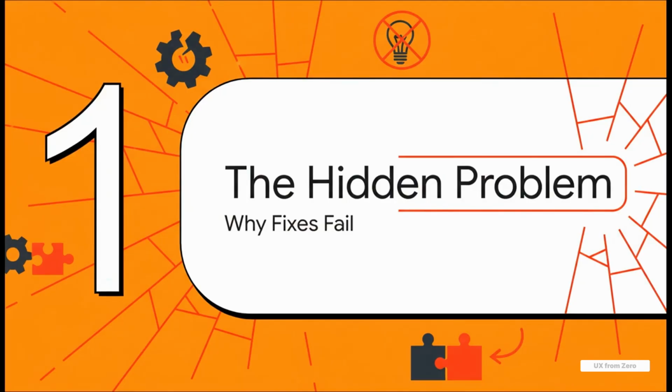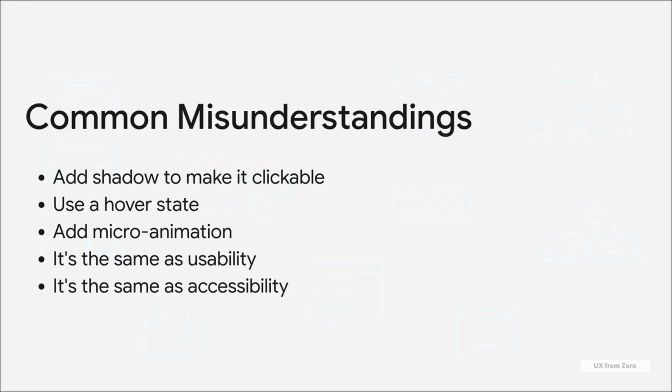So let's start right there. Let's talk about this hidden problem. Why do the quick fixes we usually reach for so often just completely miss the mark? You know, this list probably looks super familiar, right? Oh, just add a drop shadow. Make sure there's a hover state. We treat affordance like a checklist. But this is just patching the surface. It's like putting a Band-Aid on a fundamental design flaw. And it's exactly why so many interfaces stay confusing.